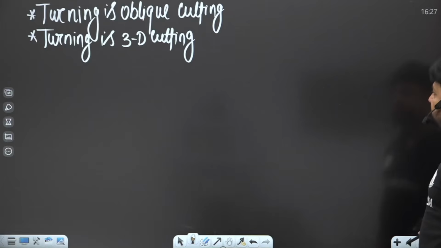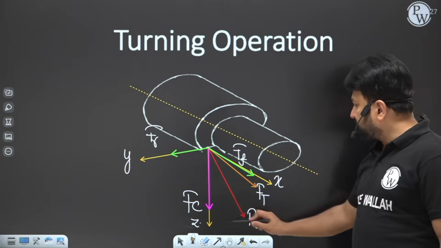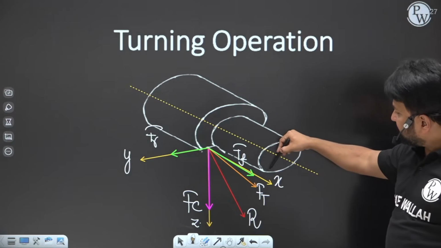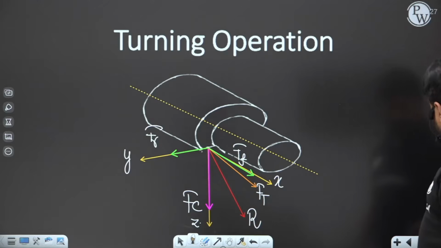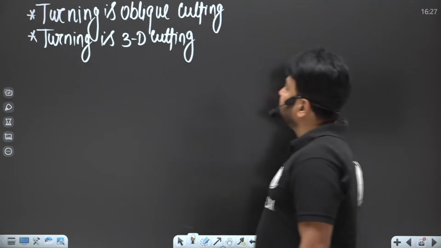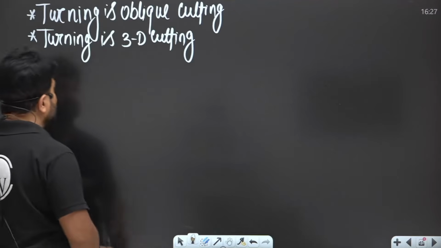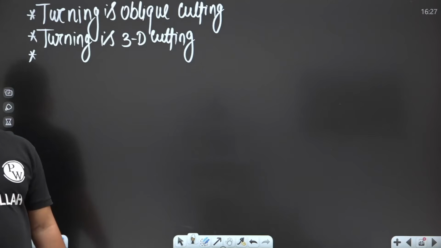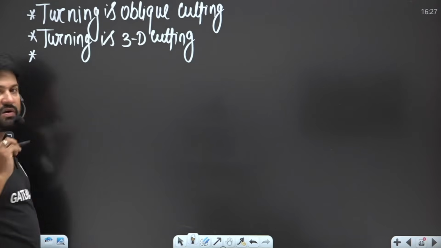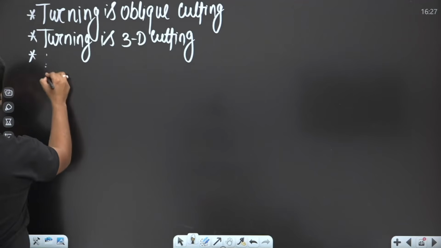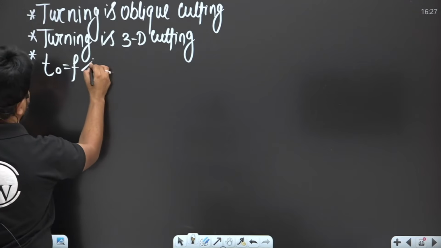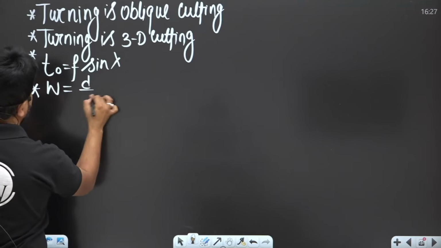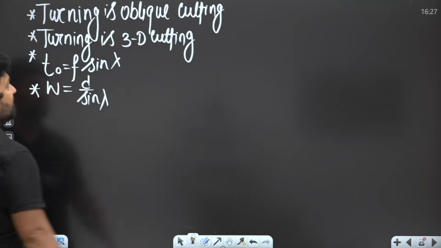Here this is Fz, the cutting force which is acting in the Z direction; the feed force which is acting in the X direction; and the radial force which is acting in the Y direction. So three forces come into the picture. Turning is 3D cutting. Next point: turning is not orthogonal, it is oblique. In turning, the uncut chip thickness is f sine lambda, and the width of chip is d by sine lambda. Am I clear?